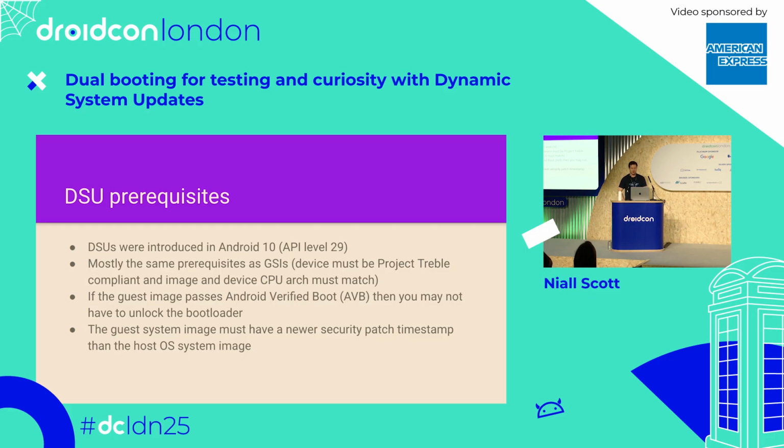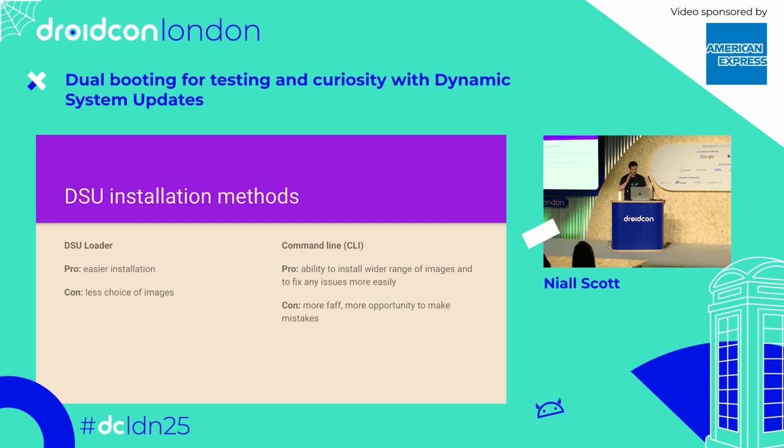DSUs also include rollback protection. System images have a security patch date stamp included in them. The date stamp on the guest system image must be newer than the date stamp of the image that's in the primary installation. So there's two ways of installing DSUs on the device. There's either using the DSU loader, which is a user interface on the device, or you can use a command line on your development machine.